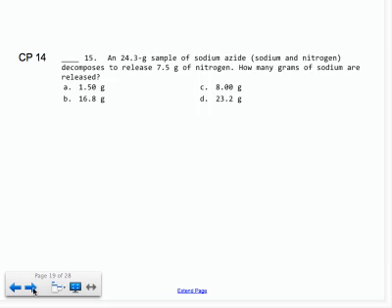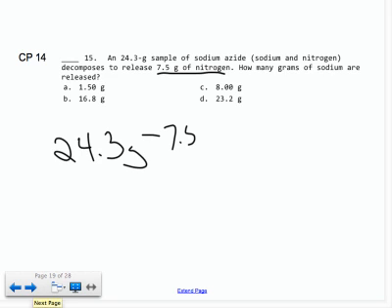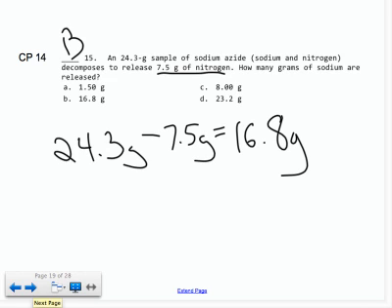How many grams of sodium are also released? This has to do with the law of conservation of mass, which says that the two elements combined must add up to the total mass of the sample. So to find this answer, we take 24.3 grams, which is the total, and subtract the 7.5 grams we know was oxygen, and that comes out to 16.8 grams, which is answer choice B.